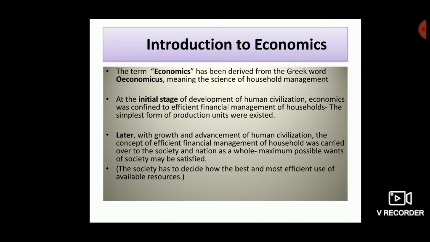Therefore, the society has to decide the goods and services to be produced with these resources, and also the quantity in which these goods and services should be produced, so that the maximum possible wants of society may be satisfied. I mean to say, the society has to decide how to make the best and most efficient use of available resources.